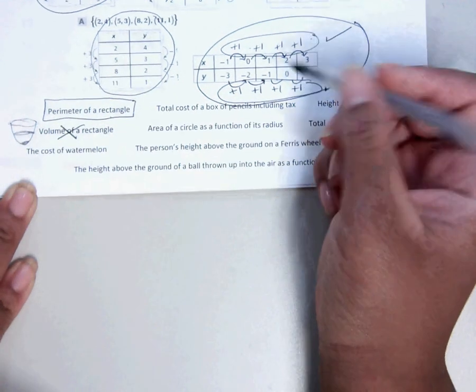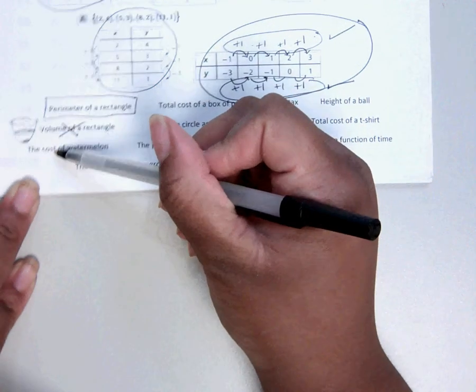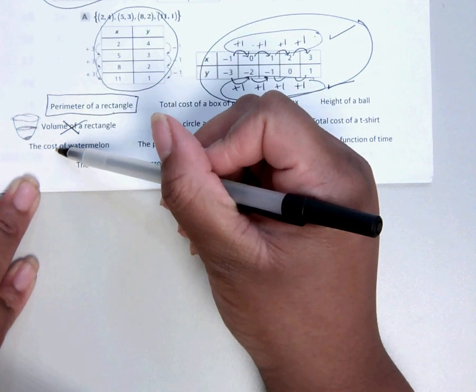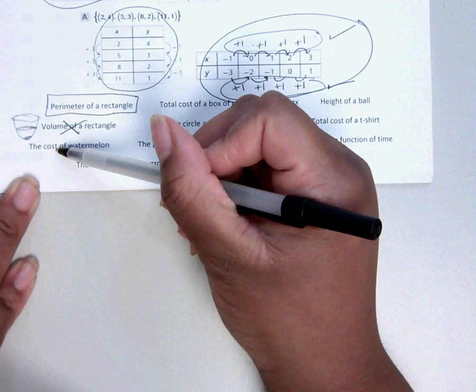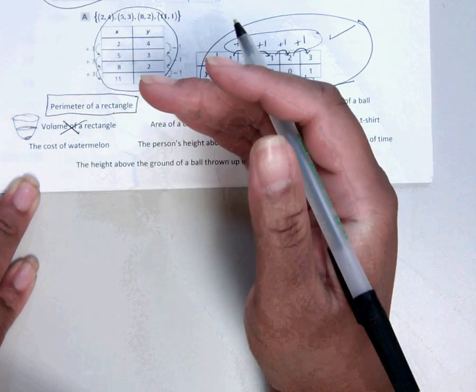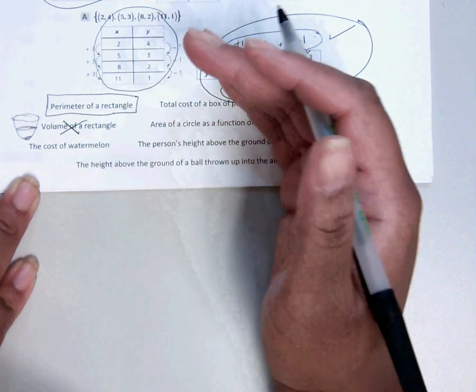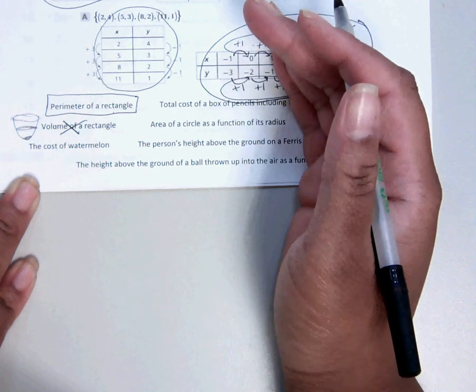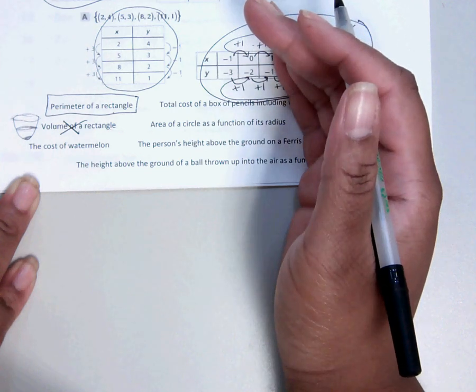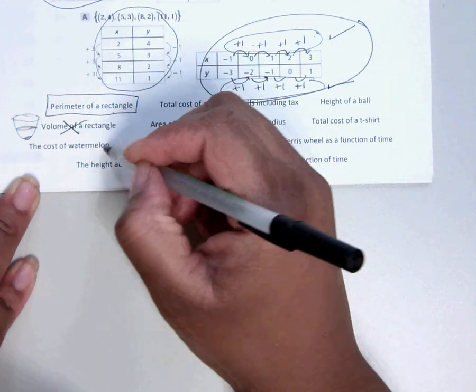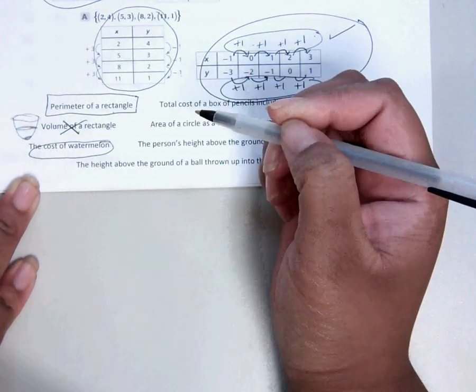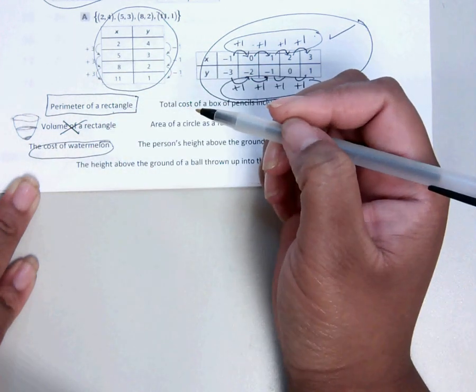Okay? Let's talk about cost. Whenever you're talking about the total cost of an item, that is linear only because they charge so much per pound, and it's going to be the same amount for each pound. So this one would be linear. Cost in 95% of your problems is always going to be linear.